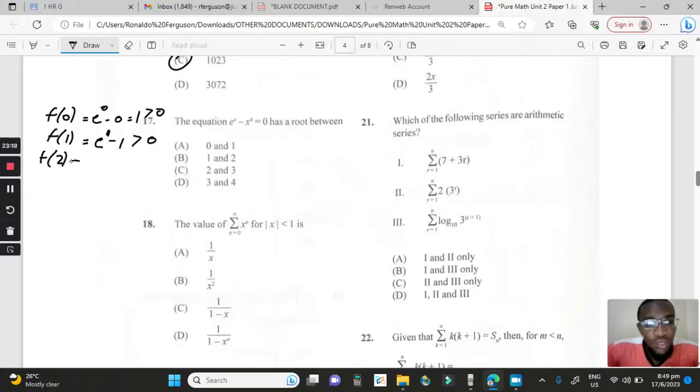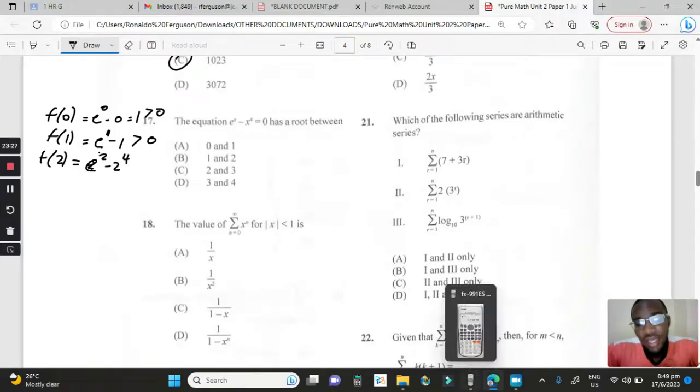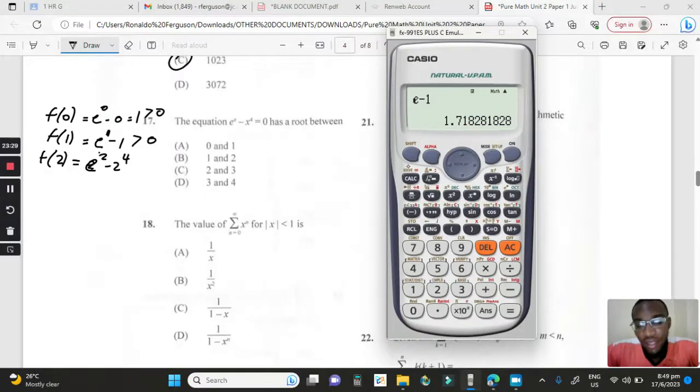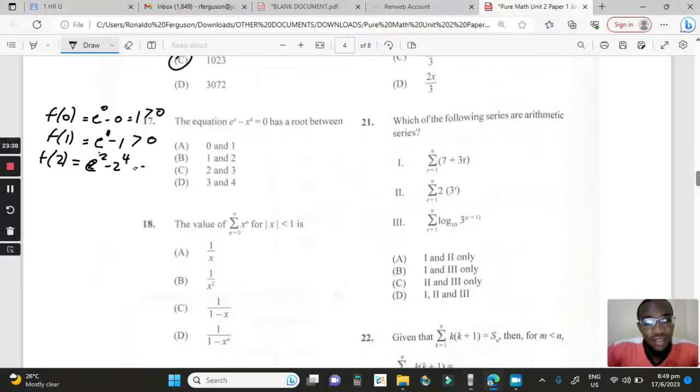f of 2 now is e to the second power minus 2 to the fourth power. We're trying to get less than 0. So that's e squared minus 2 raised to the fourth power, which is less than 0. So 1 positive, 1 negative, so the root is between 1 and 2.